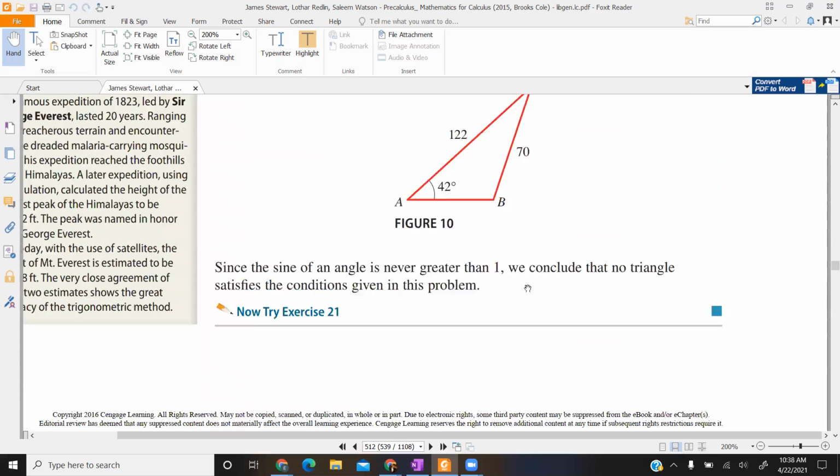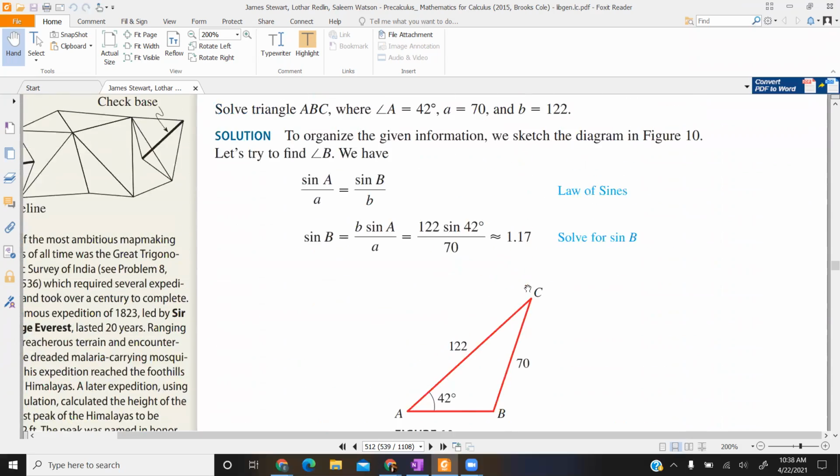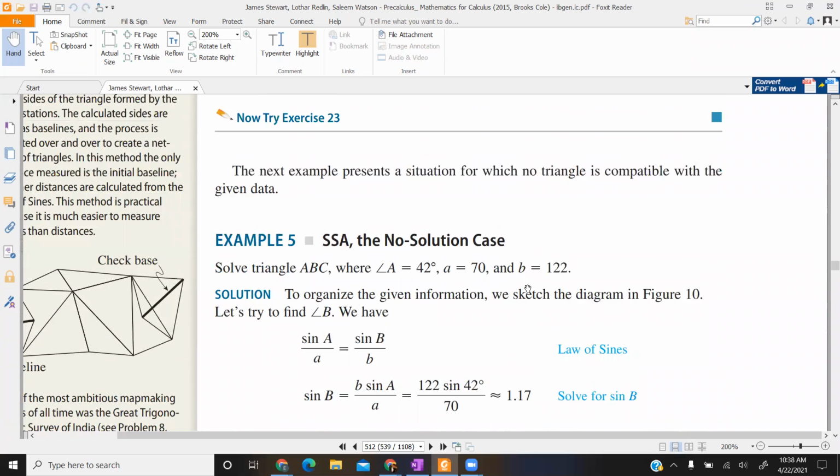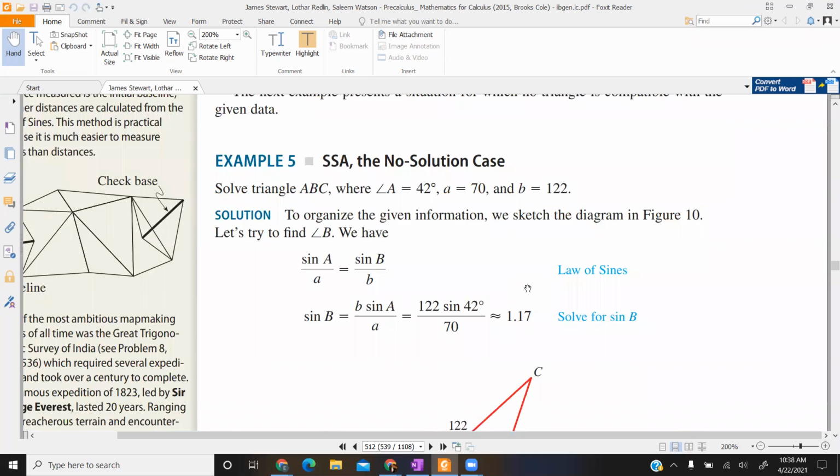There's this other example. I'm not going to worry about it a whole lot. I'll just say it very briefly. I don't think I'll give you any homework on it, but this is the case where you have no solutions. There's no triangle ABC which has this angle and these side lengths. It's impossible. And why is that impossible?